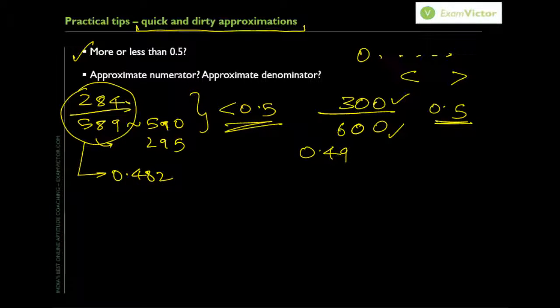Okay. Now, this is how you make an approximate calculation. The steps are really, one, you round. Okay. You round the numerator and the denominator.